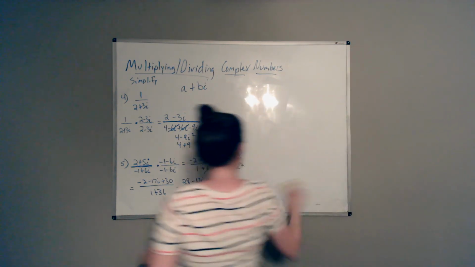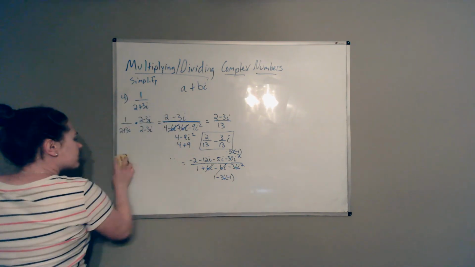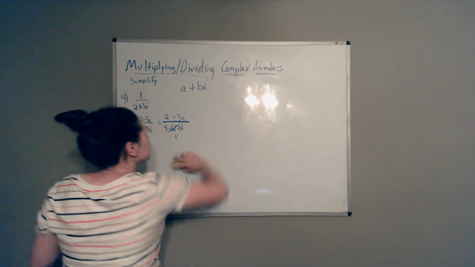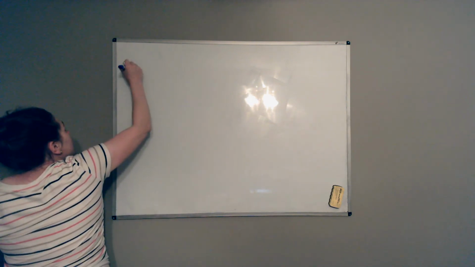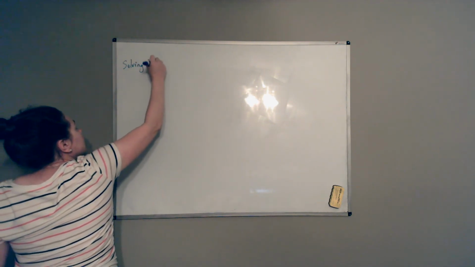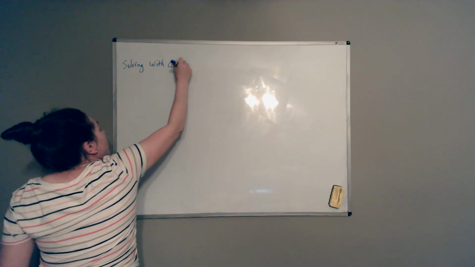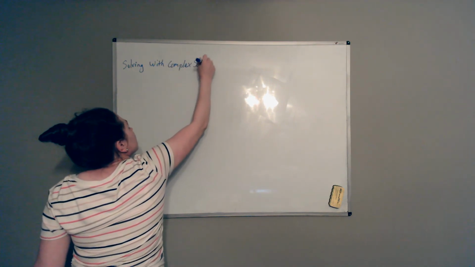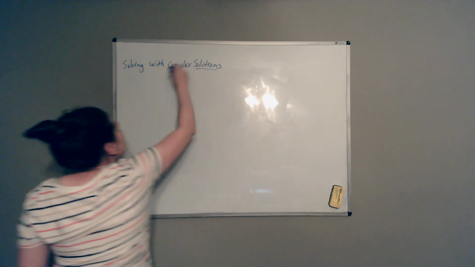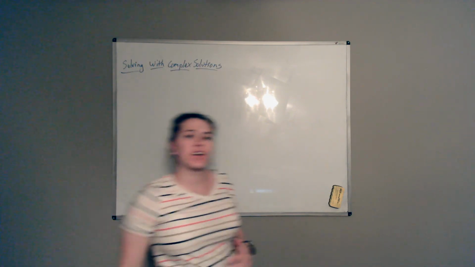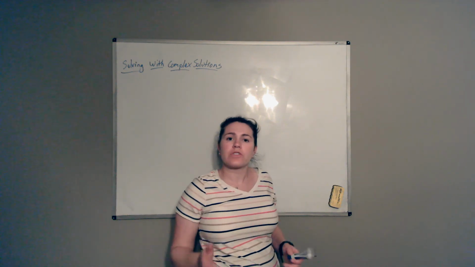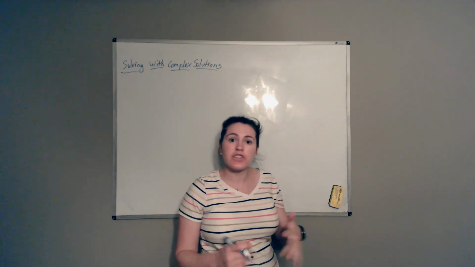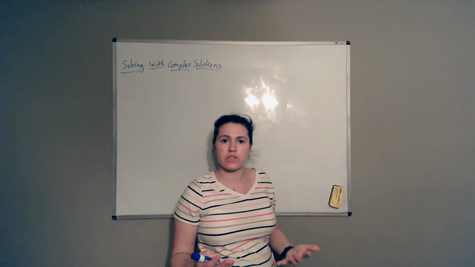So now, I'm just going to show you solving with complex solutions, okay? So now you're ready to now answer all quadratic equations, okay? You're going to be able to solve all quadratic equations, and you're no longer going to give your answer when you get a square root of a negative. You're no longer going to say no real solutions. You're now going to give your solutions in terms of their imaginary solutions, okay?